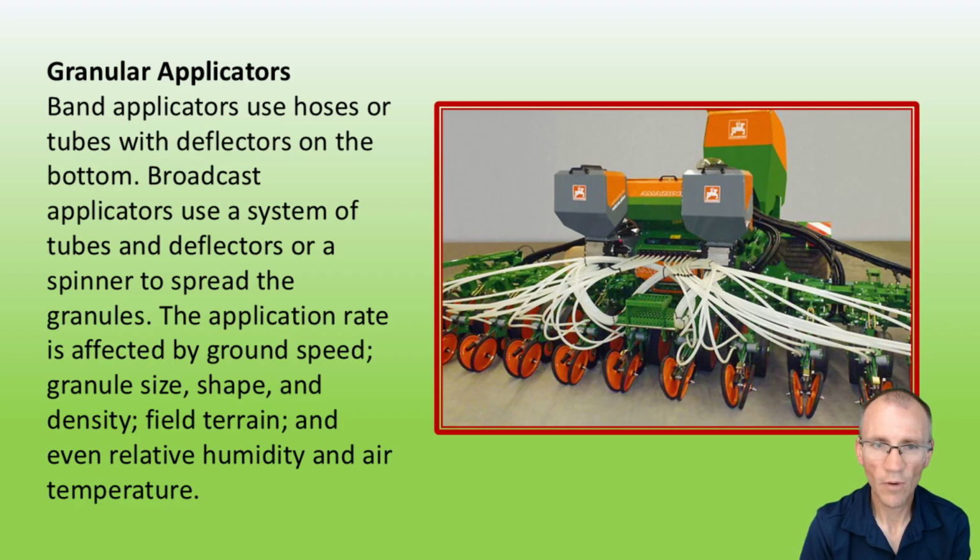Again, this application rate when it comes to granular applicators is going to be affected by ground speed, how fast you're traveling, the granule size, the shape, and the density, that field terrain, and even relative humidity and air temperature. Each one of these things has an impact on that application. So as you're going through things like calibration, all of these are going to be factors. And the goal of this is we're trying to apply per the label rates. And we just have to remember there's so many different factors in that each time we do an application, it can be a little different.